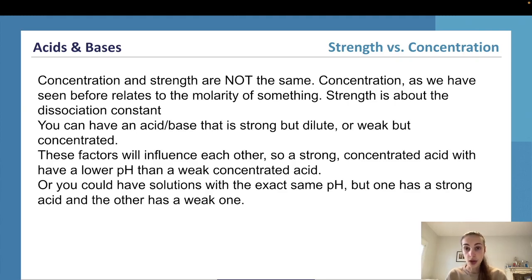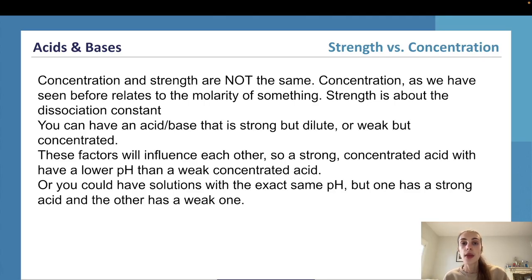Now we need to touch on a concept which many people get very confused about. And so this is the concept of strength versus concentration. It's important to note that concentration and strength are not the same thing. Concentration, as we've seen before, relates to the molarity of something, so the number of moles per liter. Whilst strength is about the extent to which it dissociates, and so hence strength is actually about the dissociation constant.